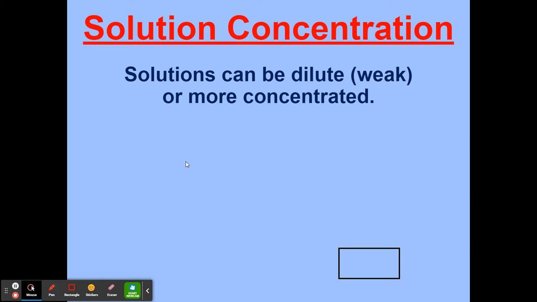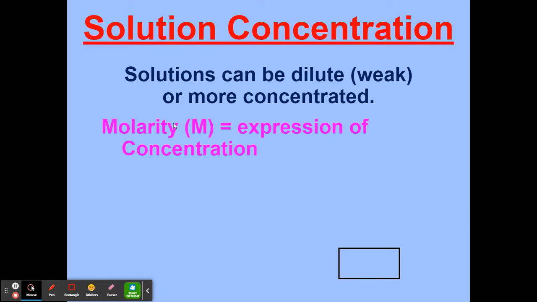Solutions can be dilute or weak or more concentrated like we just said. Molarity is a way to express the concentration. Molarity is abbreviated capital M. You have to be careful with that. You can't use a lowercase m, because lowercase m means mass. So you've got to be careful with your m's.